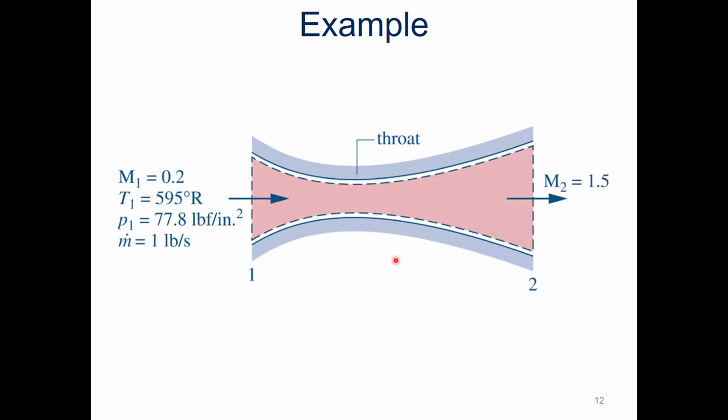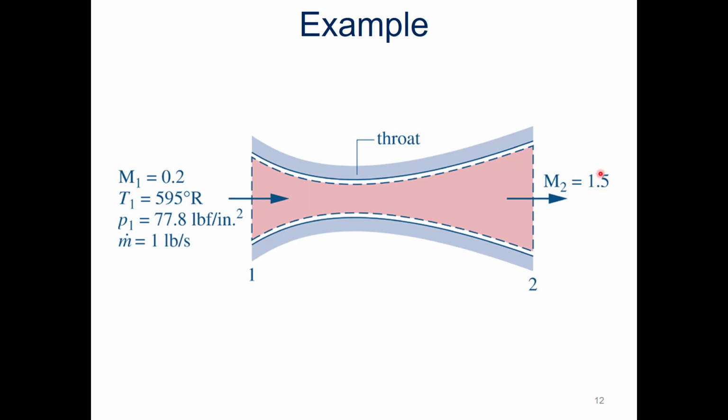All right, so we'll do this example in class, but just to give you a little bit of a heads up what we have. We don't necessarily know much about the shape. We just know we have a Mach number of 0.2 coming in. Temperature at the inlet is 595 degrees Rankine, a pressure of 77.8 psi, a mass flow rate of 1 pound per second. We know at the exit we've got a Mach number of 1.5. So it has to be converging-diverging. If you come in with a subsonic flow and you're leaving with a supersonic, the only way you can do that is a converging-diverging nozzle.